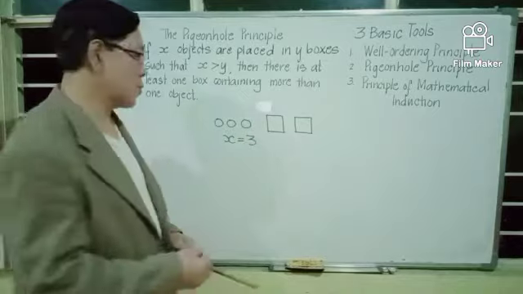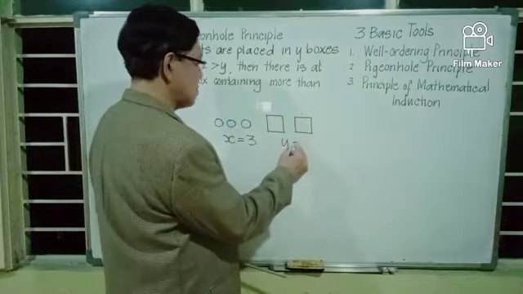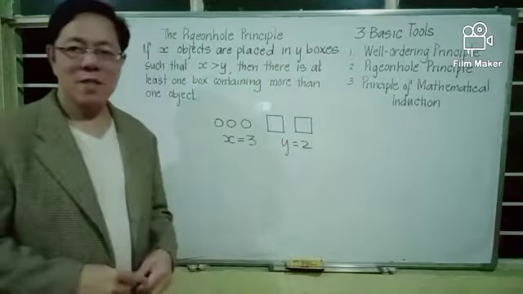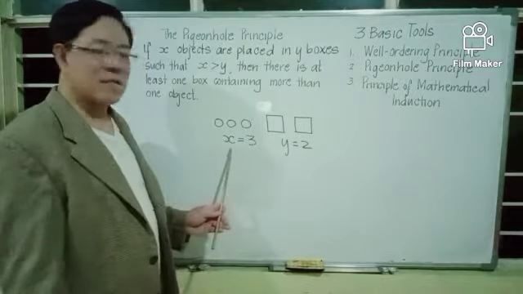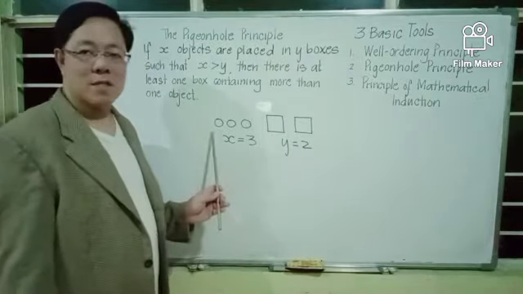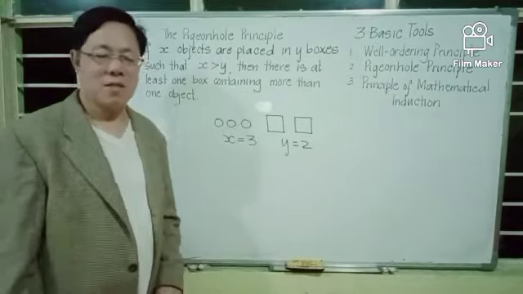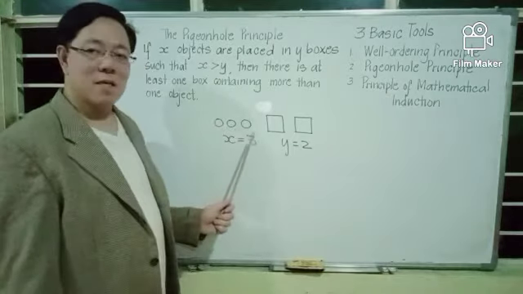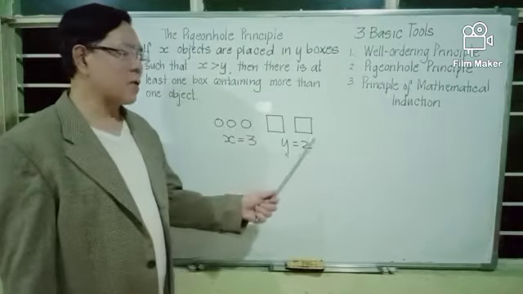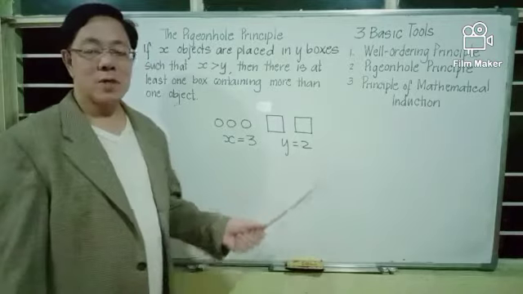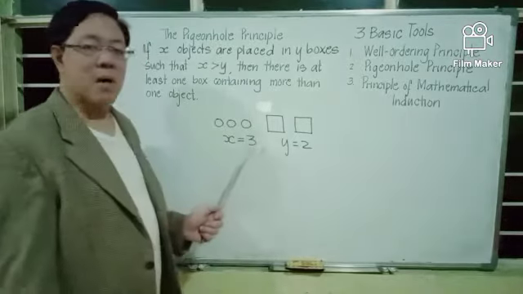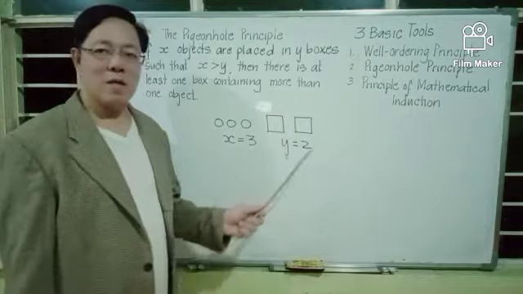In the Pigeonhole Principle, Y is equal to 2. Y is the number of boxes, 2. X is the number of objects, 3. In this example, the 3 objects are marbles. And we have to put these marbles into the 2 boxes. And all of these marbles have to be placed in the 2 boxes.